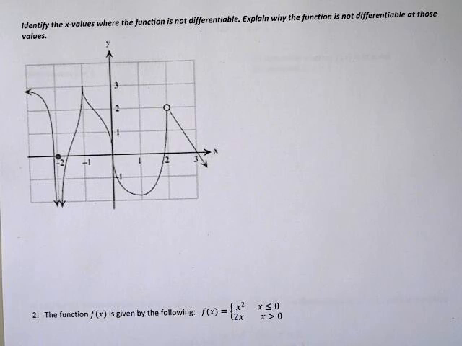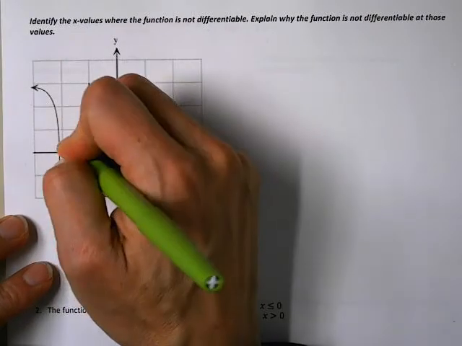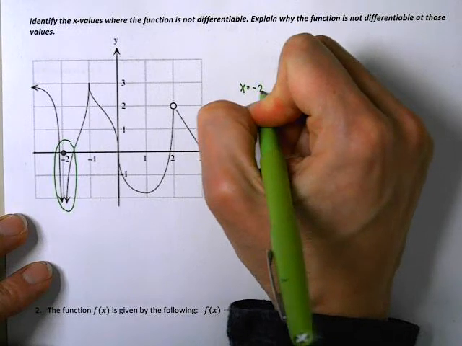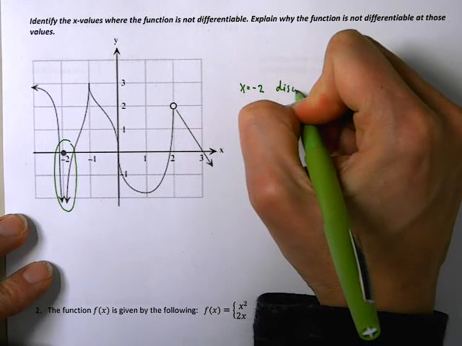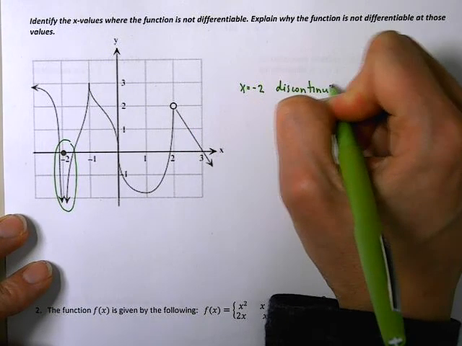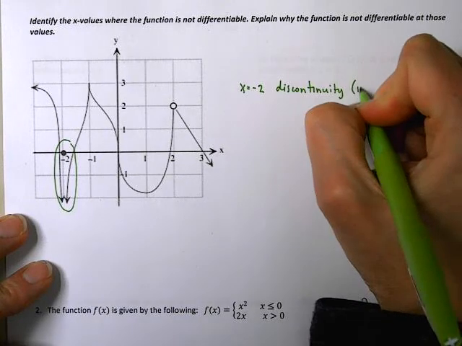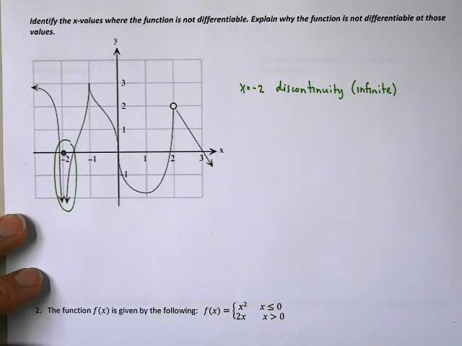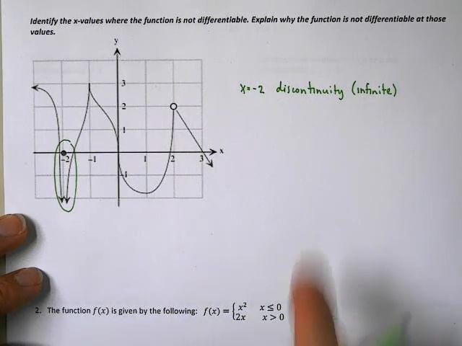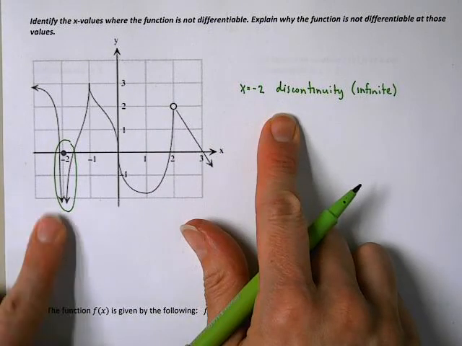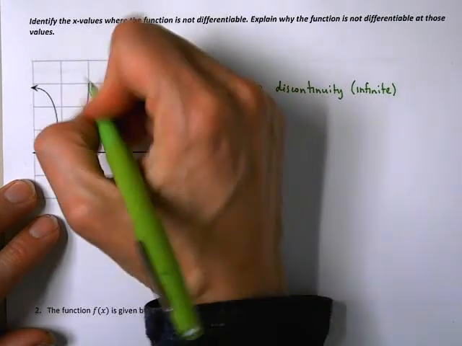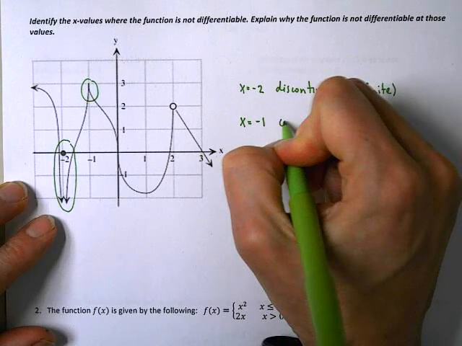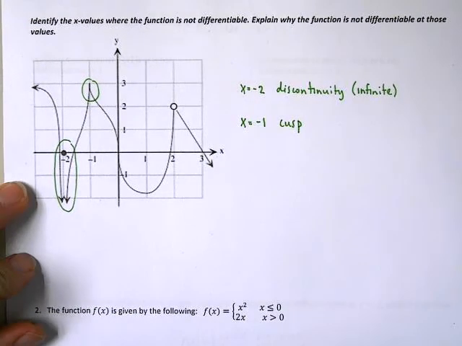So the first thing that I notice here as I'm looking is I have a discontinuity here at x equals -2. So I have a discontinuity, and I'm just going to specify here for review purposes, we have an infinite discontinuity. There's a vertical asymptote there. So that's the first place where my function is not differentiable. Now, as I work my way over, I notice this here at x equals -1. That's going to be a cusp. So I'm not going to be differentiable there.